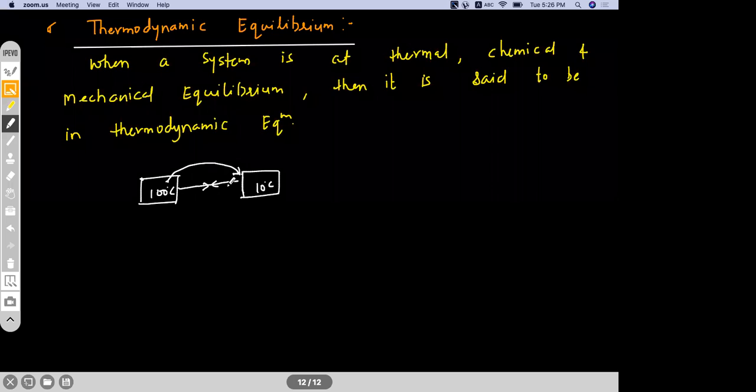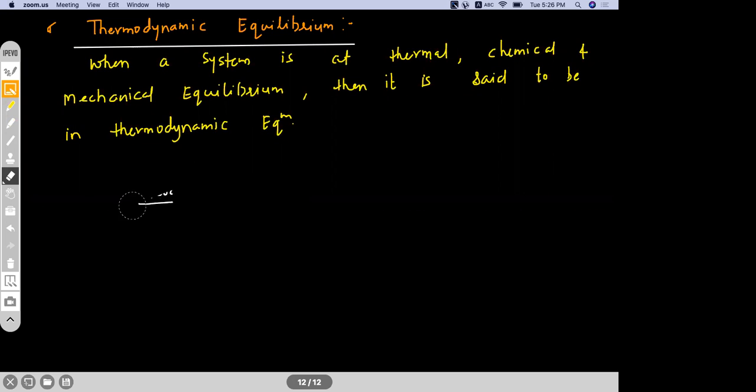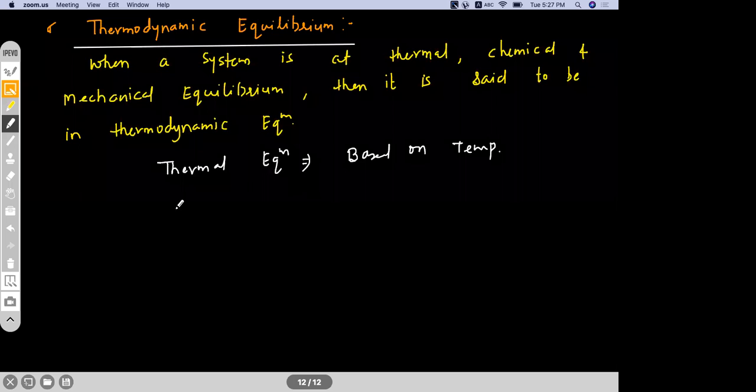because the two objects or systems are now at thermal equilibrium. So thermal equilibrium is what? It is based upon the temperature. Two systems at the same temperature are said to be in thermal equilibrium. Clear? So thermal equilibrium is based upon temperature, constant temperature we have in the two objects, two systems.